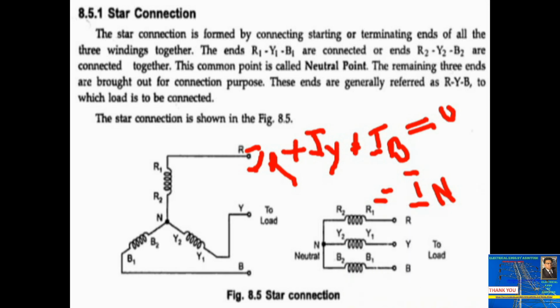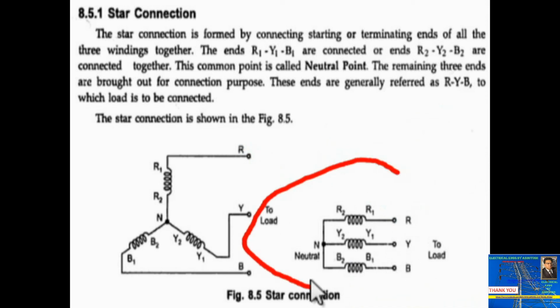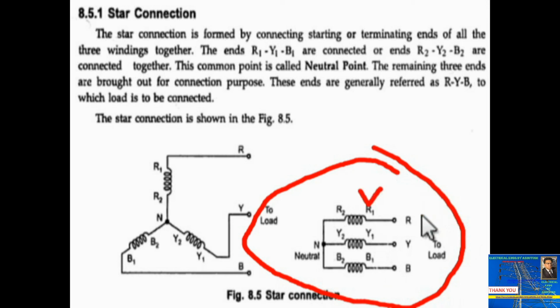So guys, also you can see this is the same star connection. आप ऐसे भी इसको draw कर सकते हैं. These are the three windings. This one belongs to R, R1, R2, Y1, Y2, B1, B2, and this is the neutral point. So this is also the star connection. You can see this common point is called the neutral point, we already discussed, and the remaining three ends are brought out for connection purpose. These ends are generally referred to as RYB, to which load is to be connected. So guys, across these three terminals, load will be connected.